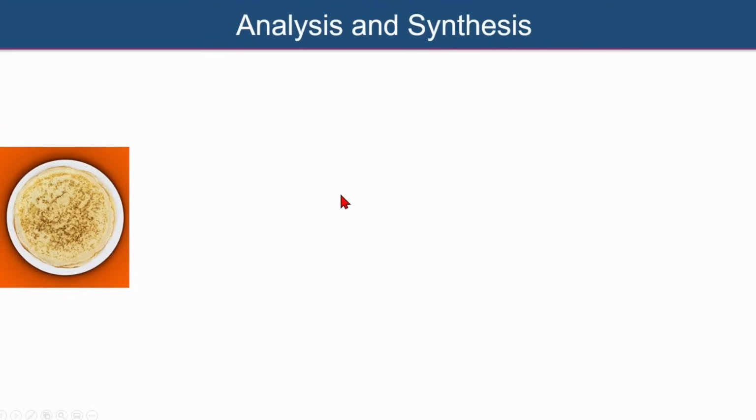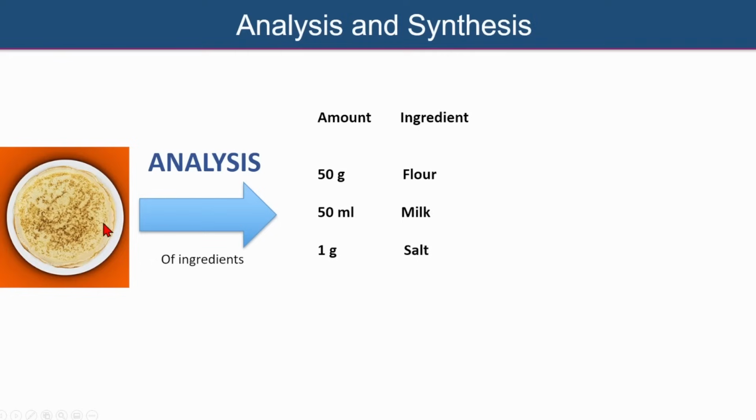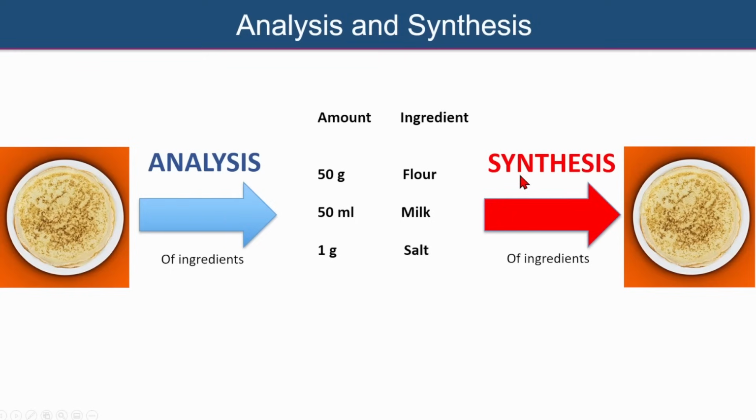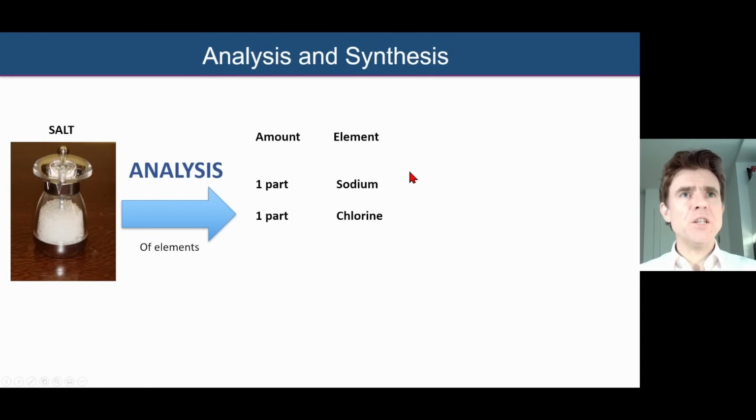Right, so we've really got to understand the concept of analysis and the concept of synthesis. So I'm going to start off with a very simple motivating example. Here is a pancake. And what I'm going to do is analyze the ingredients that are inside that pancake. So if we do that, we could find out that there's a certain amount of flour, a certain amount of milk, a certain amount of salt. That would be, if you like, the analysis of the ingredients of this food. And then with knowledge of those ingredients, what we can do is synthesize or remake a pancake from knowledge of those ingredients.